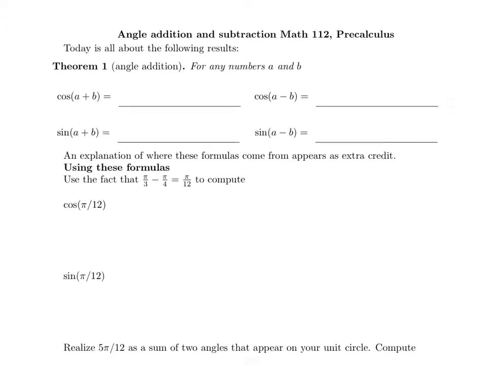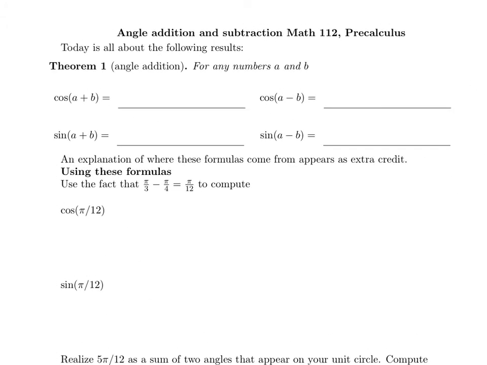The same is definitely true for angle addition. If you add two angles together, you don't expect their cosines to add, but you do expect something like that to happen. And in fact, here are the formulas you get. The derivation of the formulas, the reason that they're true, is an extra credit posted for today.